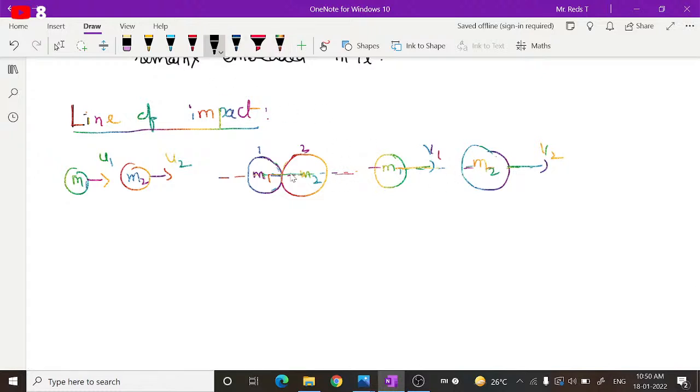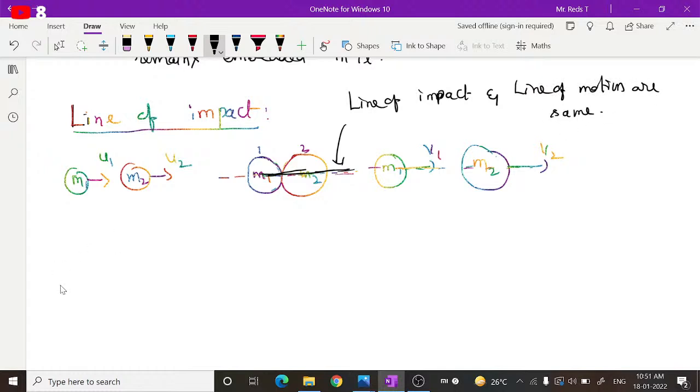So this is the meaning of it: line of impact and line of motion. The line of impact is a common normal to the surfaces in contact. Here they are moving along the same line only, so in this case the line of impact and the line of motion are the same. To understand that, write down separately the definition of line of impact.